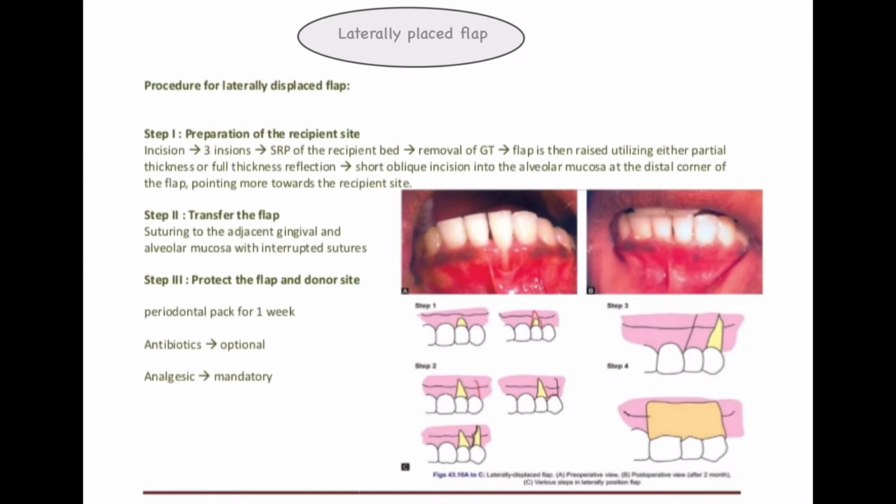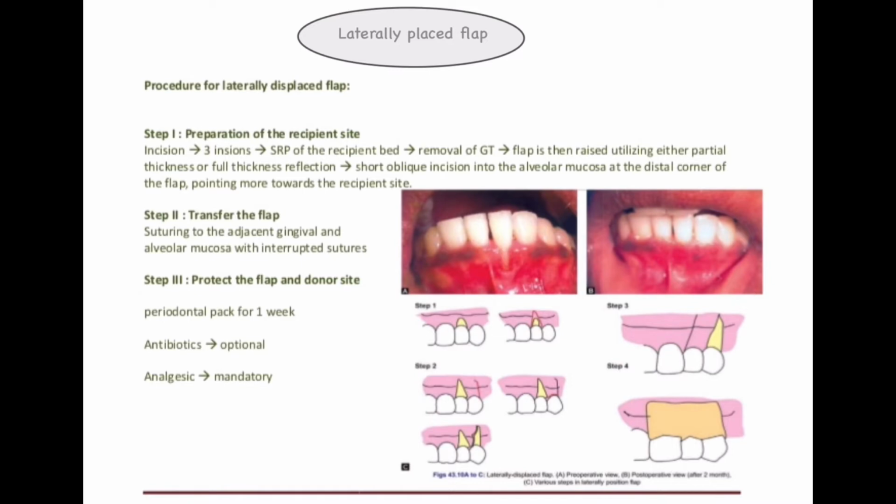Initially we prepare the recipient site. Basically we use this laterally placed flap to cover gingival recession. Okay, अगर सिर्फ एक टूथ में या दो टूथ में gingival recession है and the adjacent teeth are healthy with an adequate amount of attached gingiva, then we basically raise flaps from those healthy tissues and then we place them laterally. So for that we need to first prepare the recipient site, मतलब जहाँ पे recession हो गया है हम वहाँ debridement करेंगे, root planing करेंगे.